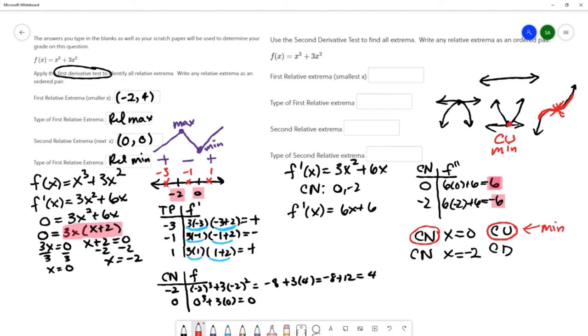For the other one, we have a critical number, that's a horizontal tangent line, and concave down. So that reveals that we must have a maximum at that value. So once again, we get that -2, 4 is a relative max, and 0, 0 is a relative min.